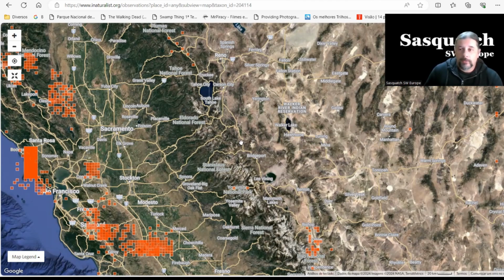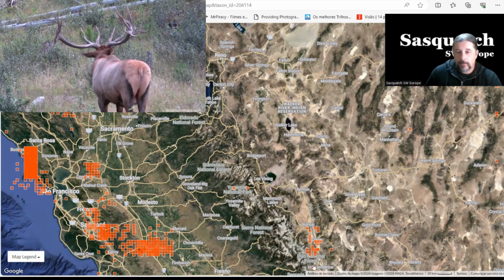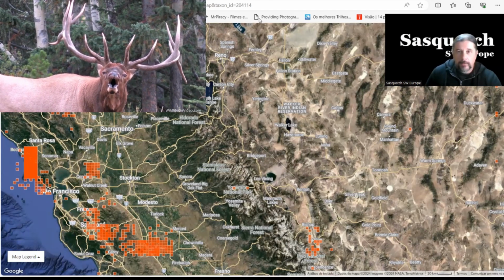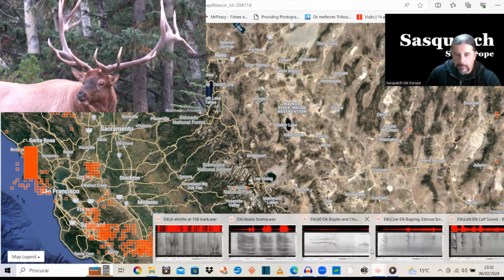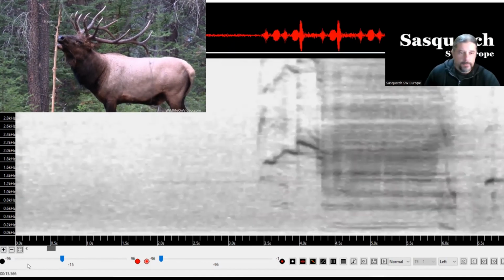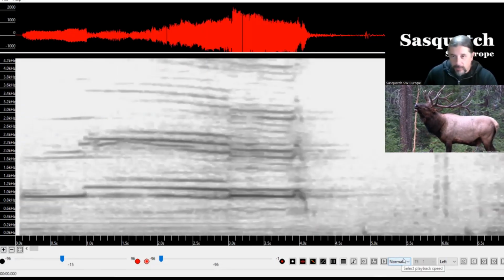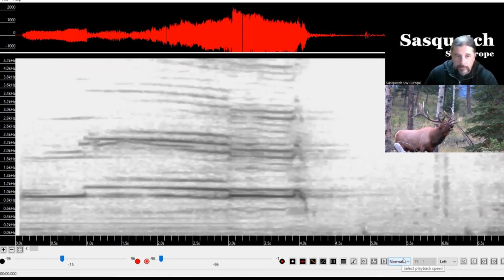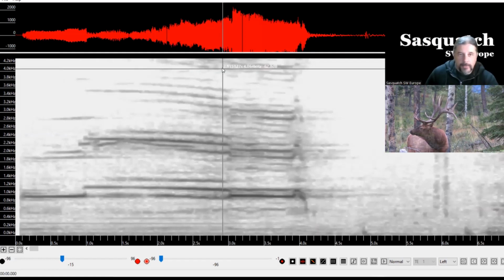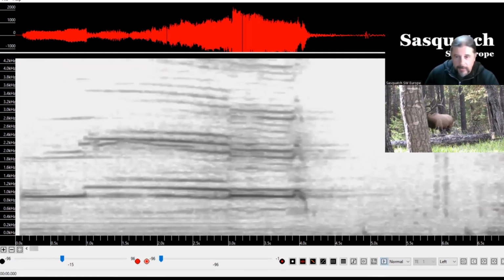But this is not what this video is about. We are going to listen now to some elk, and I'm going to show you guys some variations of male elk. Let me start with the first ones, so we can do it visually and with audio also. You can see it around 1000 hertz, then various formants or harmonics going up to more than 4000 hertz.